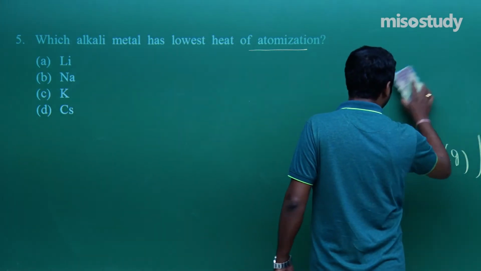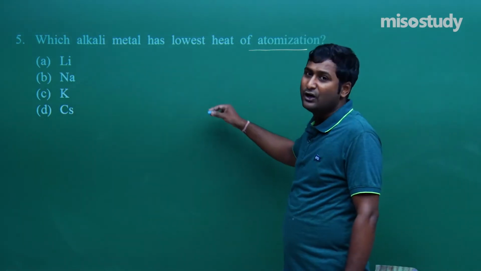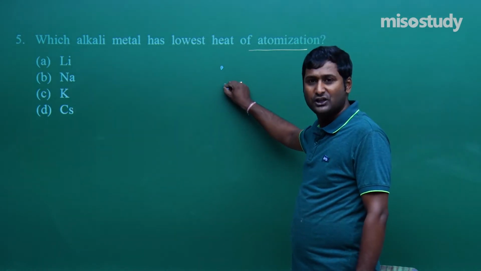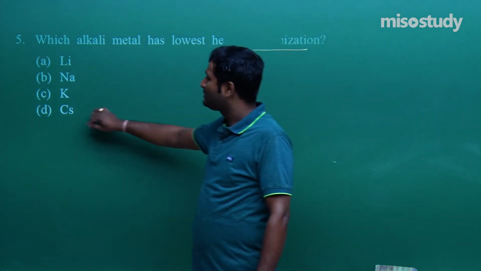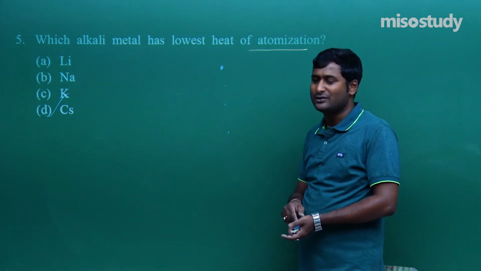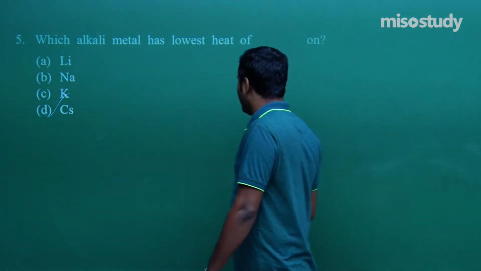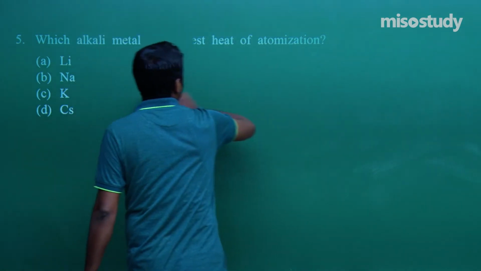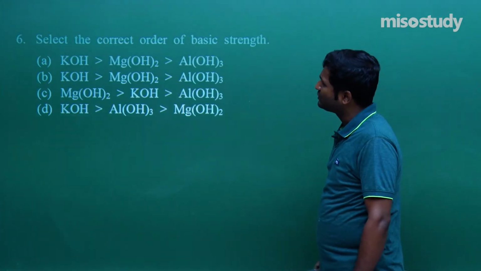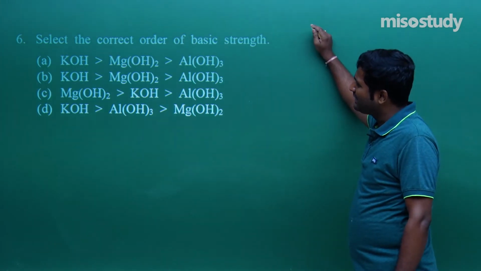Lowest heat: as we know, if we move down the group, the size increases. If size increases, then it's very easy to convert. That is, first comes lithium, second sodium, potassium, rubidium and cesium. So this is the correct option, cesium. Clear to you? I think now you can easily solve such kind of question. As I told you earlier, this is a complete theory based question, and you can easily solve it. Wait for a moment. Come to the next one. Select the correct order of basic strength. Look at what is the correct order of basic strength.